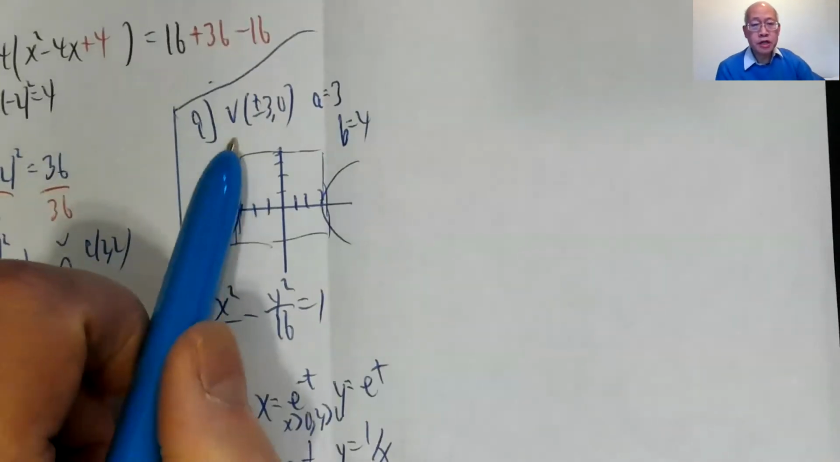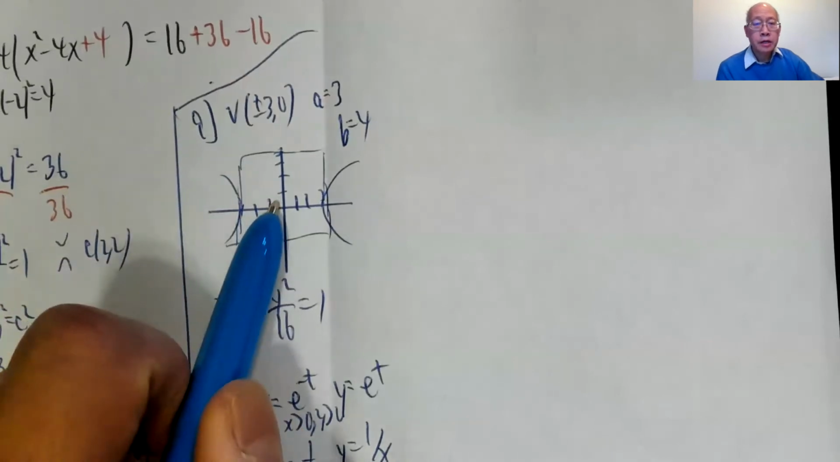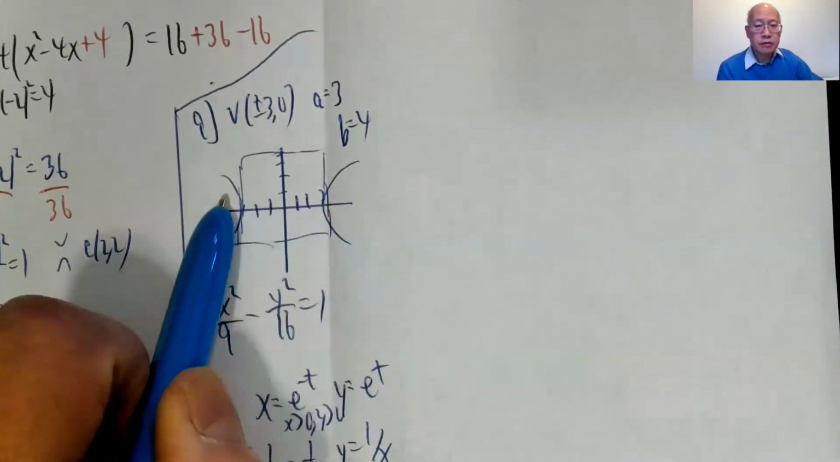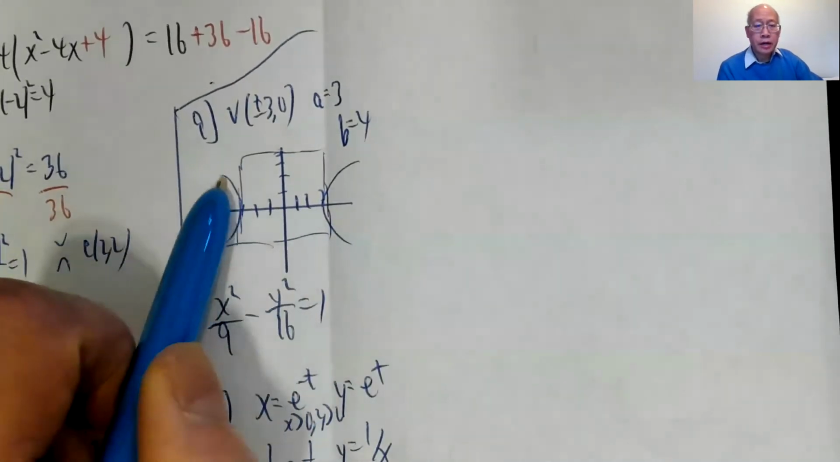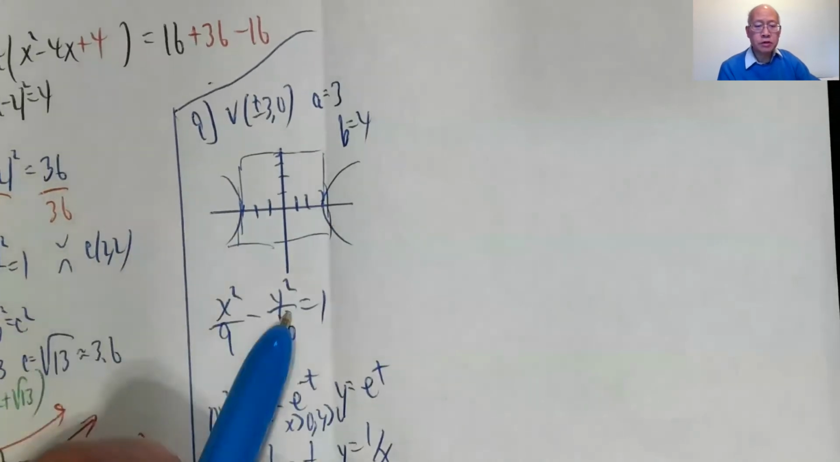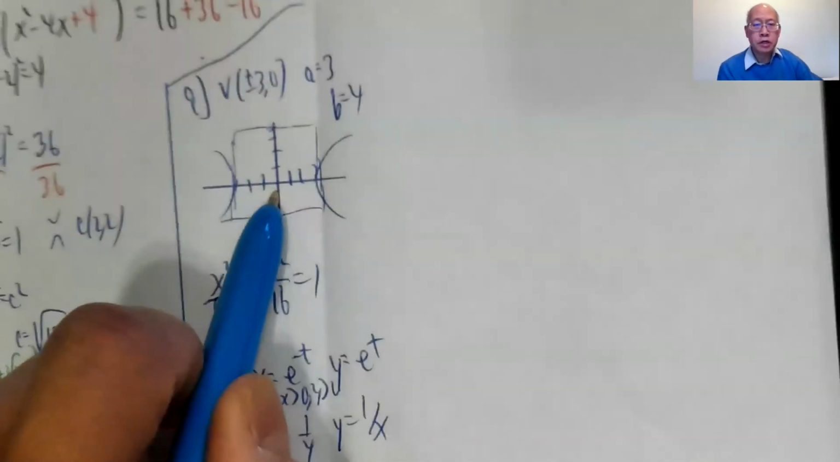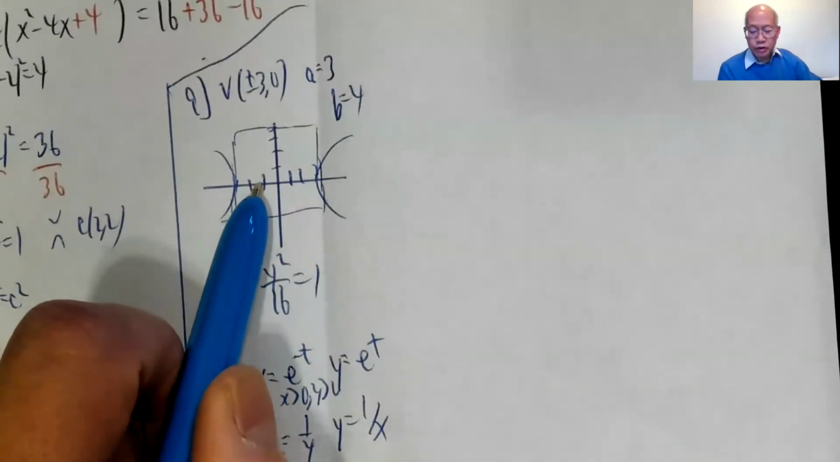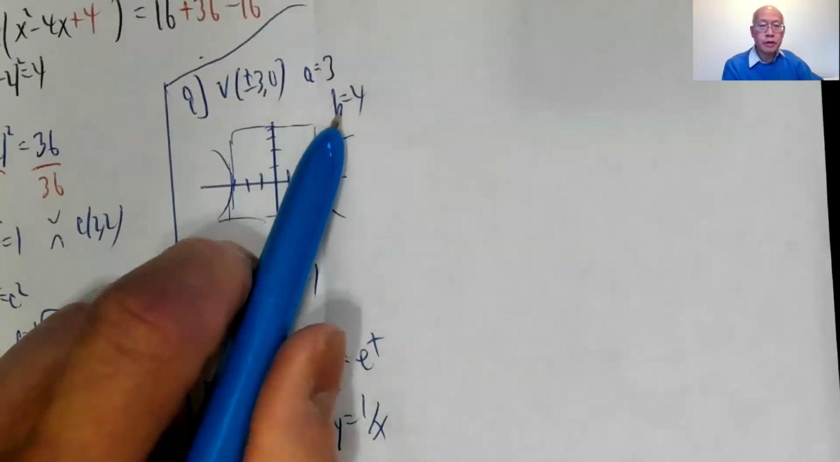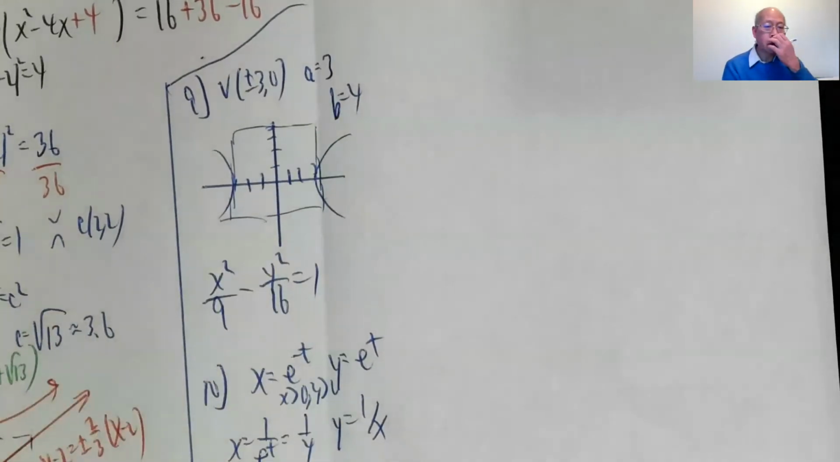And number 9, vertices are (plus or minus 3, 0). That means a is 3, 3 this way. And I know it's going left and right. So x comes first, y comes second, centered at the origin. Plus or minus 4/3 are the slopes, over 3 up 4. So b is 4. x squared over 9 minus y squared over 16 equals 1.